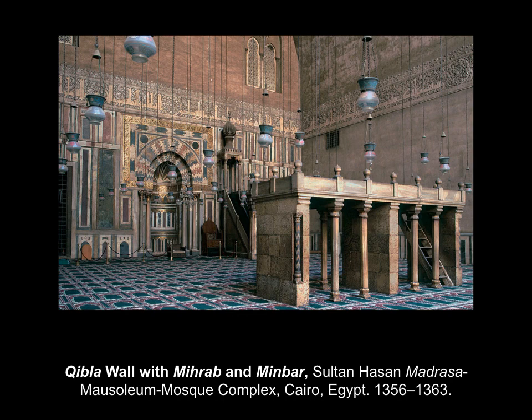Now you'll notice as you look at the decoration on the Qibla wall that there is again a continuous frieze with calligraphic decoration, calligraphy, and that would be a quotation from the Quran, and then also beautiful stone revetment all over the walls, very much like we saw in the church in Ravenna.